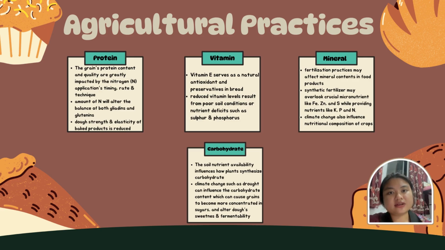In protein, the grain's protein content and quality are greatly impacted by nitrogen application timing, rate, and technique. The amount of nitrogen will alter the balance of gliadin and glutenins, which will reduce the dough strength and elasticity of baked products. In vitamins, vitamin E serves as a natural antioxidant and preservative in bread. Hence, reduced vitamin levels result from poor soil conditions or nutrient deficits such as sulfur and phosphorus.